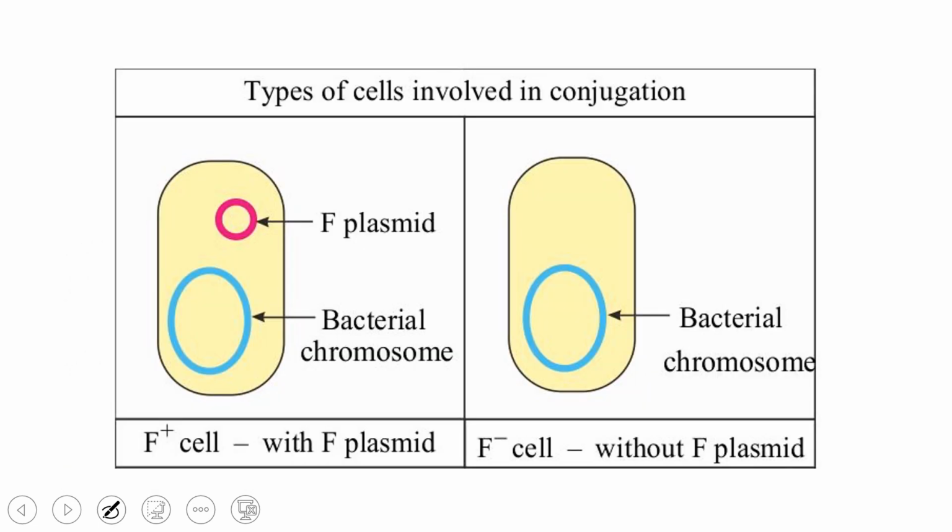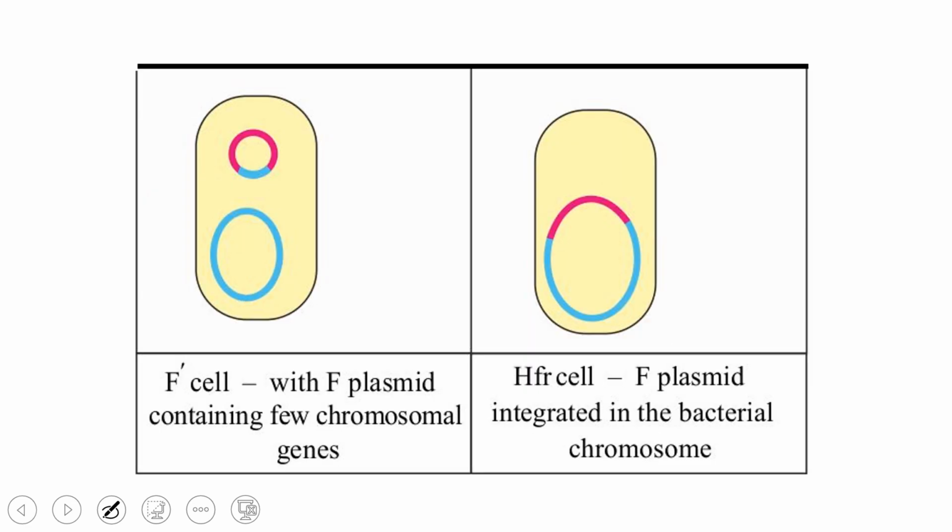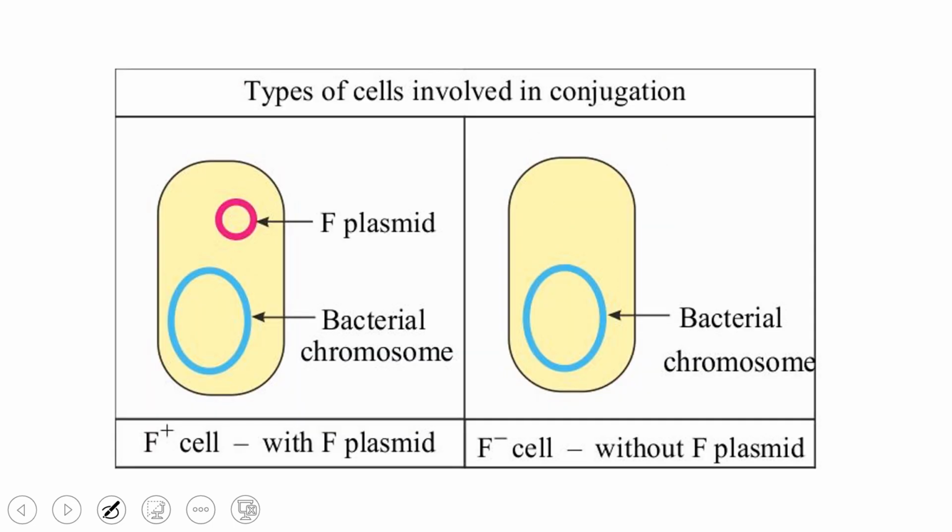There are different types of cells involved in conjugation. There are F plus cells, F minus cells, F prime cells, and Hfr cells, which are called high frequency recombinant cells. First I will discuss the F plus cells. In the F plus cells there will be the F plasmid. This is also called the male bacteria.